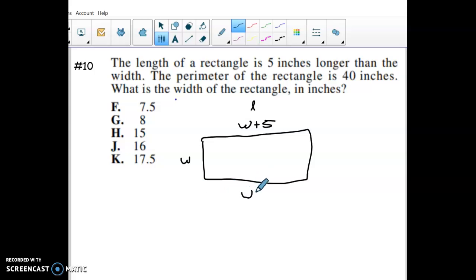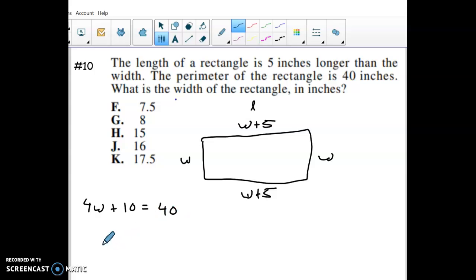Okay, and then we know all the sides, right? This one would be the same because it's a rectangle, so it'd be W plus 5, and this one would just be W. Okay, so the perimeter is 40 inches. So you get the perimeter by adding all the sides together. So if we add all these together, that would be 4 W's, and 5 plus 5 is 10. So 4 W's plus 10 has to equal 40, right? Since the perimeter is 40, add them up and it should be 40.